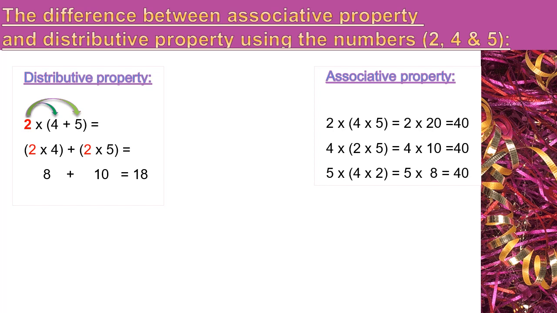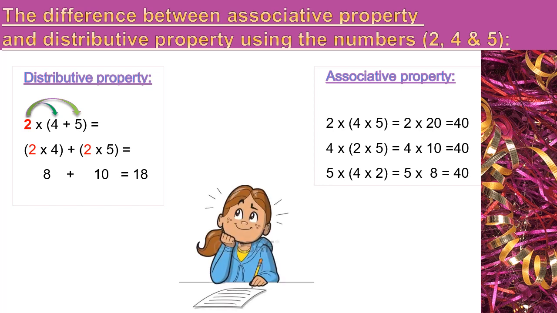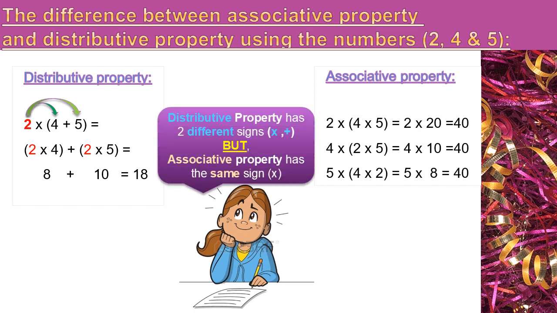And this is what our student noticed. He is thinking about the difference between them. He said distributive property has two different signs, times and plus. But in associative property, it has the same sign, which is times.